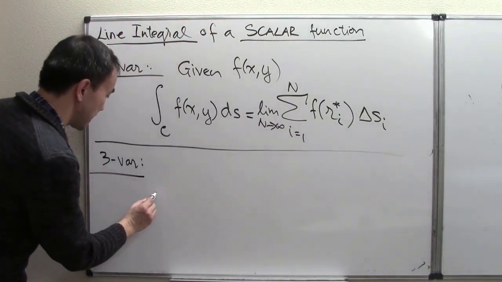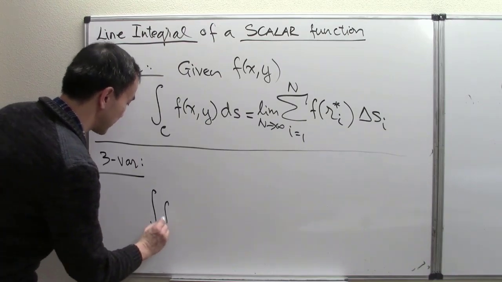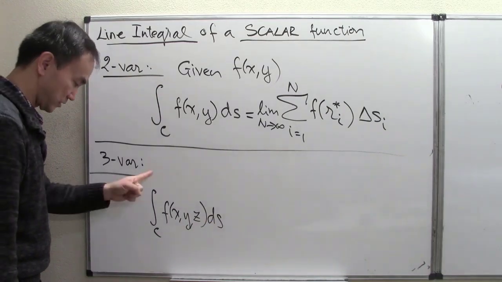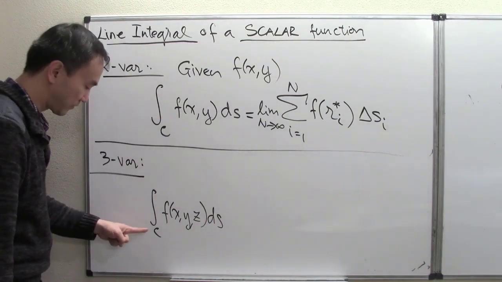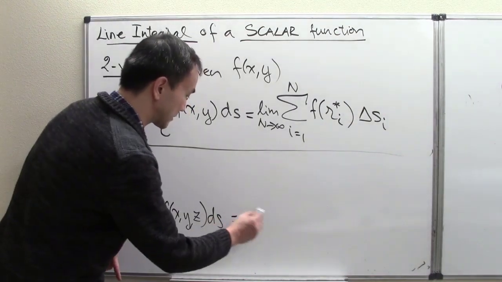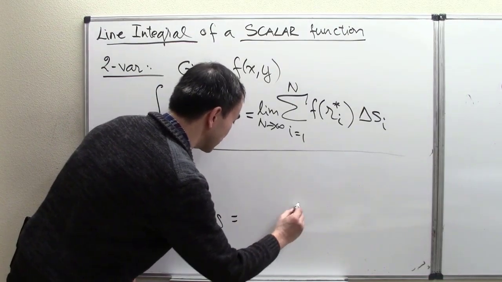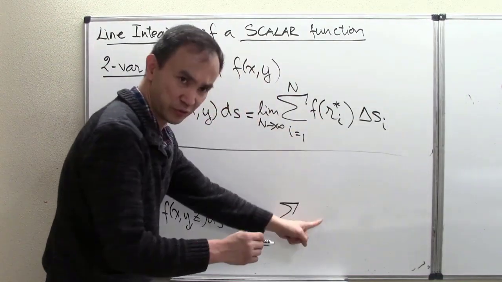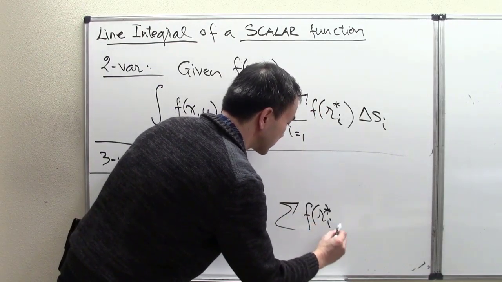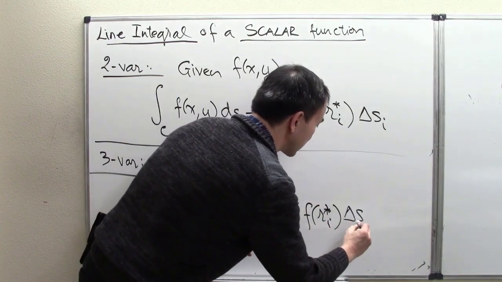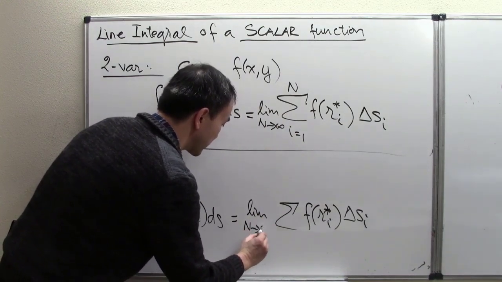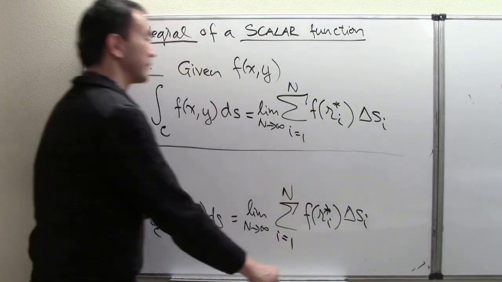And then in the case of your function being a function of 3 variables, f of x comma y comma z, multiplied with ds, taking the integral of that along a given parametrized curve C is the same as taking the limit of the Riemann sum, and this is, by the way, a Riemann sum: the function f of r star sub i multiplied with delta s sub i, when we take the limit as n goes to infinity, with i going from 1 to n.